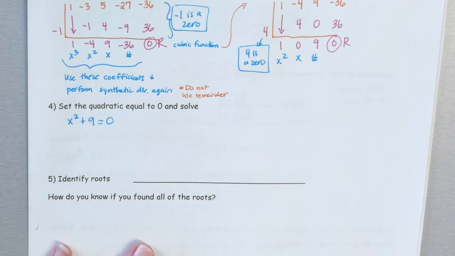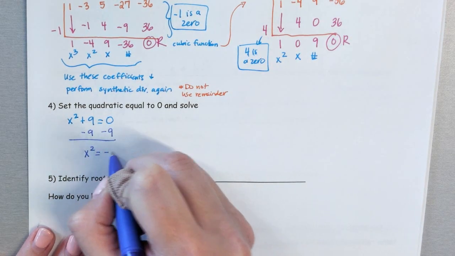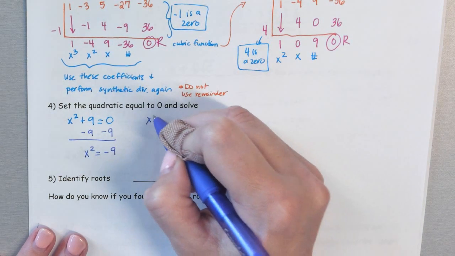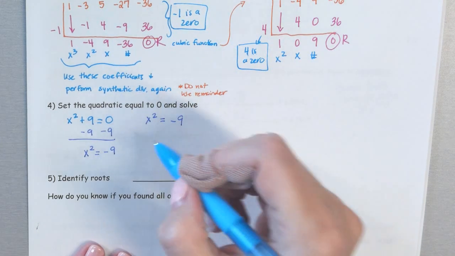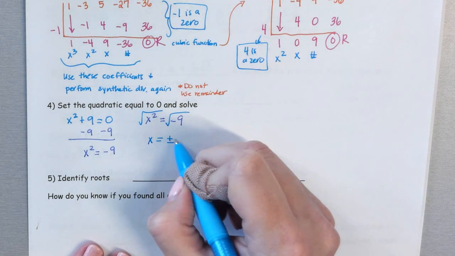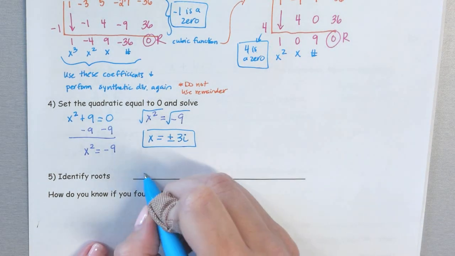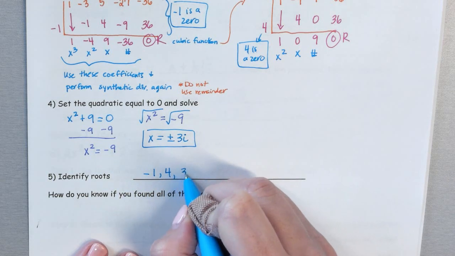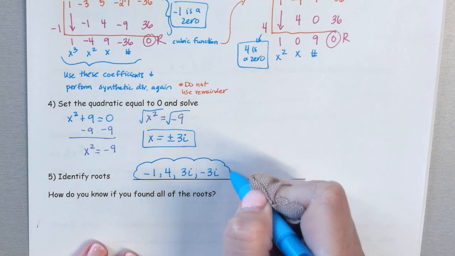You can use the quadratic formula, but do you have to? No. In fact, I would just subtract 9 from both sides. Then you'll get x squared equals -9. What do you do if you have x squared and you want to have x? Take the square root. So when you take the square root, x is going to equal plus or minus what? 3i. Yes, good. Okay, so your roots are -1, 4, positive 3i, and negative 3i. Okay?